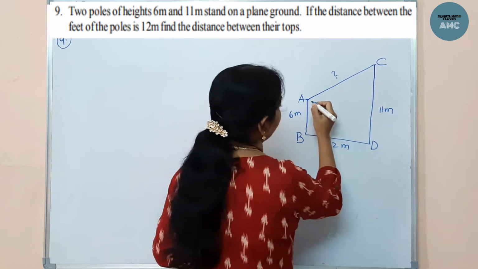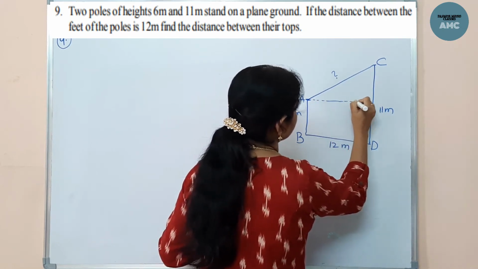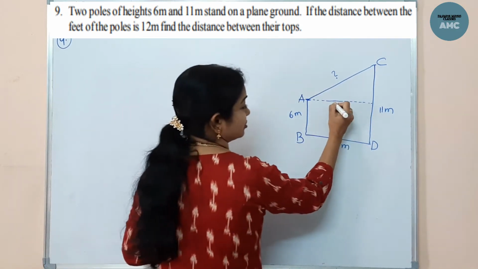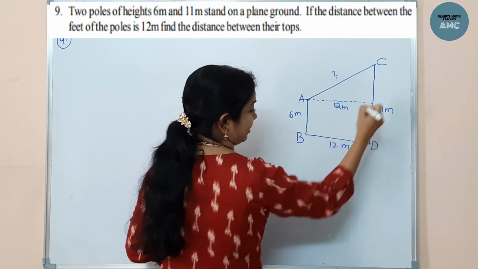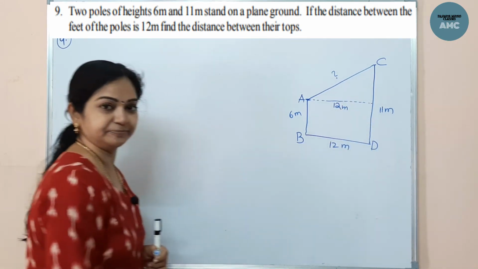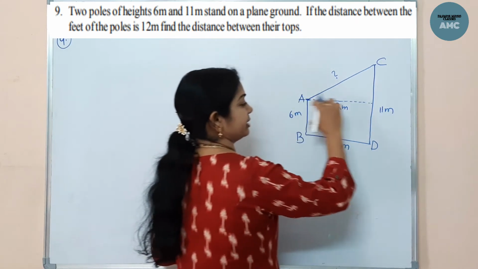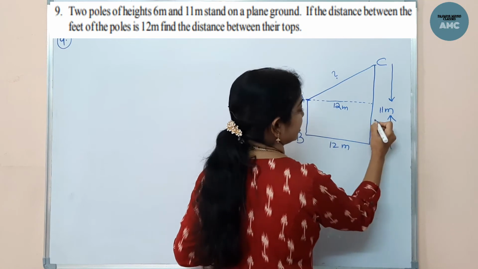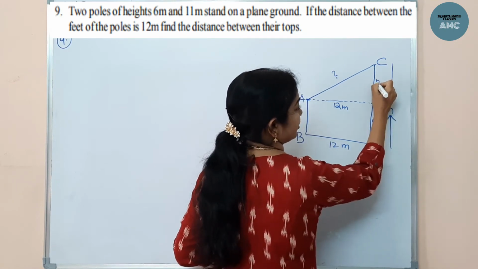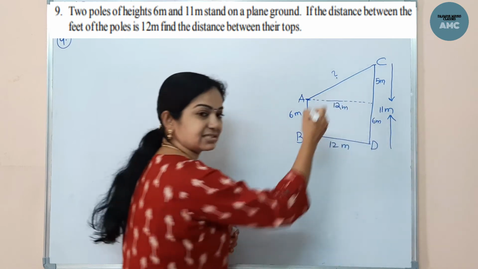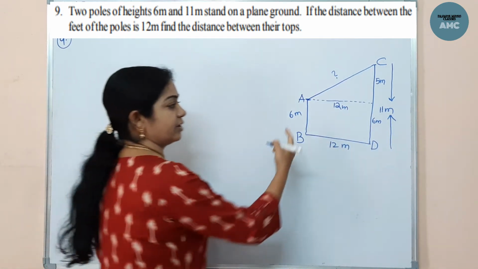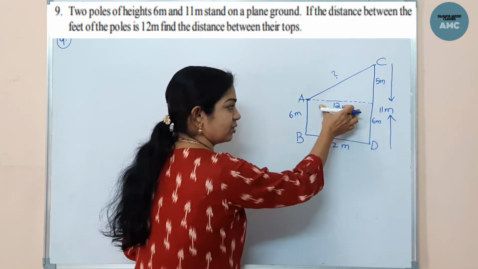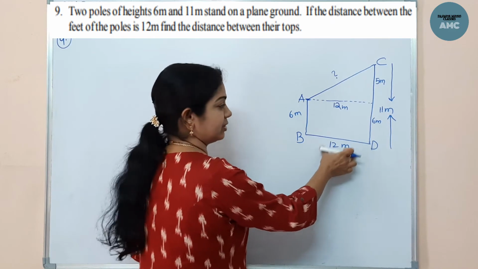Now here if I draw a line parallel to BD, and if this is 12, this is also 12, obviously, because I am drawing the parallel line. Now this forms a rectangle. Here if this is 6 meters, the total pole is 11 meters, so this comes to 5 meters, because 11 minus 6 is 5. So from the diagram we got all the items, from the two poles and the distance.